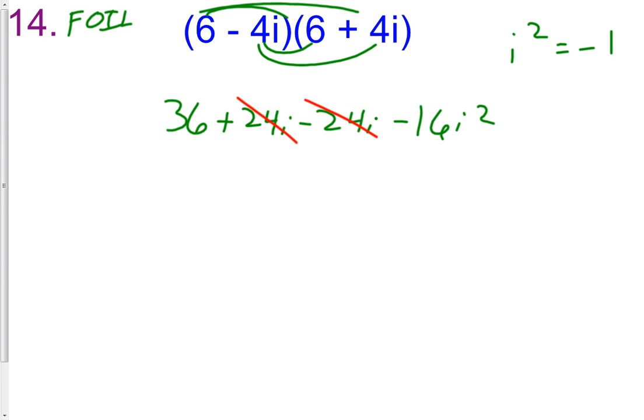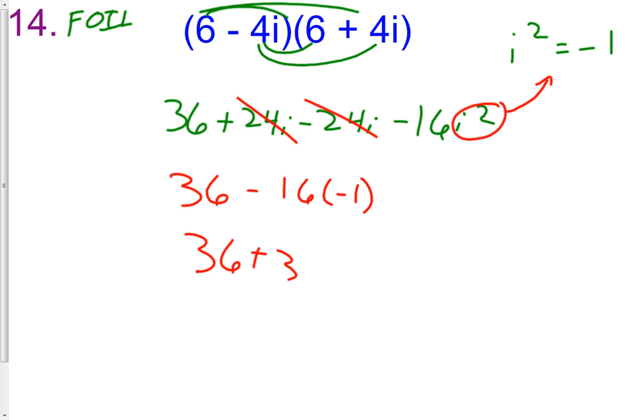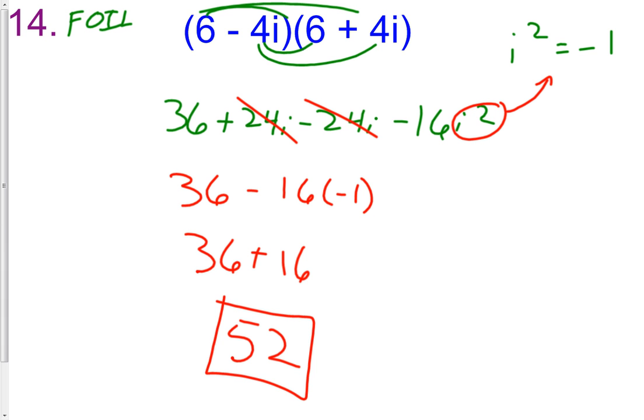Whenever we have conjugates, the middle terms always cancel out. So now we have 36 minus 16 times a negative 1. This i squared right here becomes the negative 1. And a negative 16 times a negative 1 is a positive 16. So it's 36 plus 16. So my answer for problem number 14 is 52. When I multiply those two imaginary binomials by each other, I get the number 52.